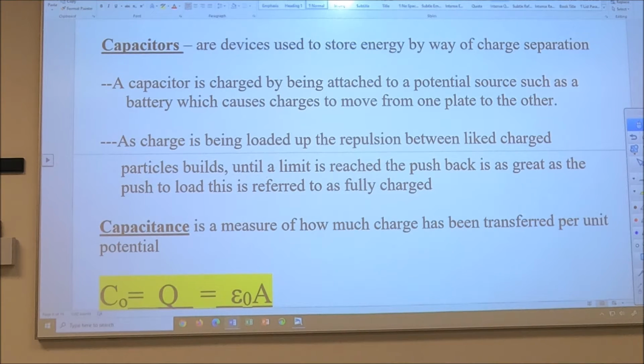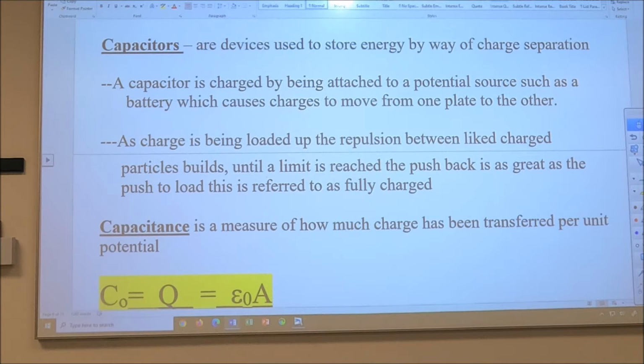A capacitor is charged by being attached to a potential source, like a battery or a Wimshurst machine, that moves charge from one plate to the other. When I have separated the charge on 2 different plates, I have stored energy, kind of like taking water up a hill. If you take the water up the hill, you've stored energy and it can run down.